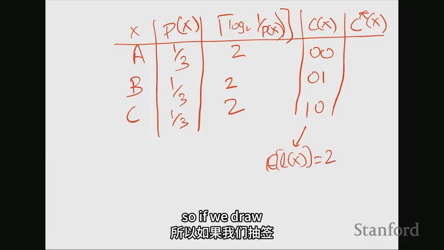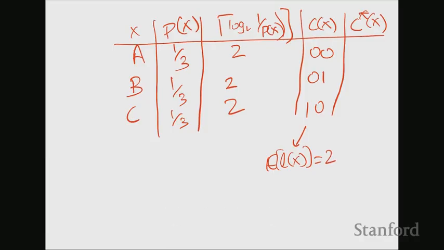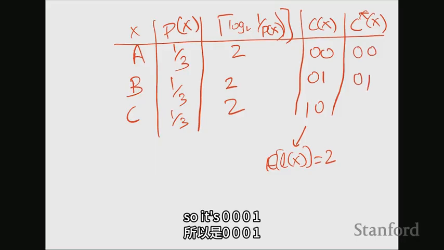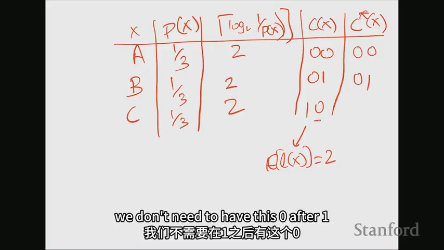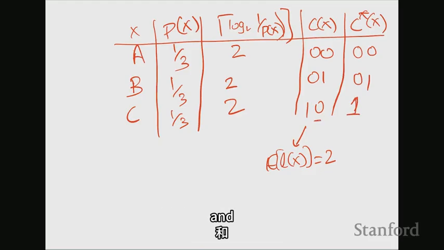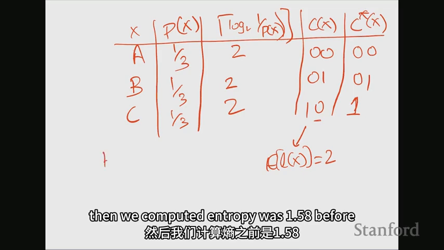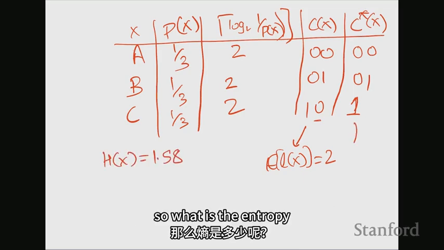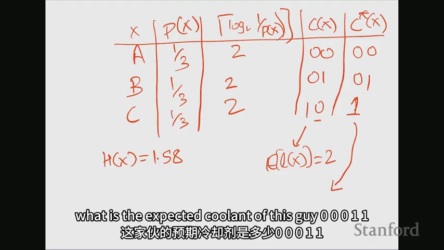So if we draw, let me just make it. It's 0 0, 0 1. We don't need to have this 0 after 1. I can just make it a 1. This is still prefix free. And we computed entropy was 1.58 before. Okay. So what is the expected code length of this guy? 0 0, 0 1, 1.